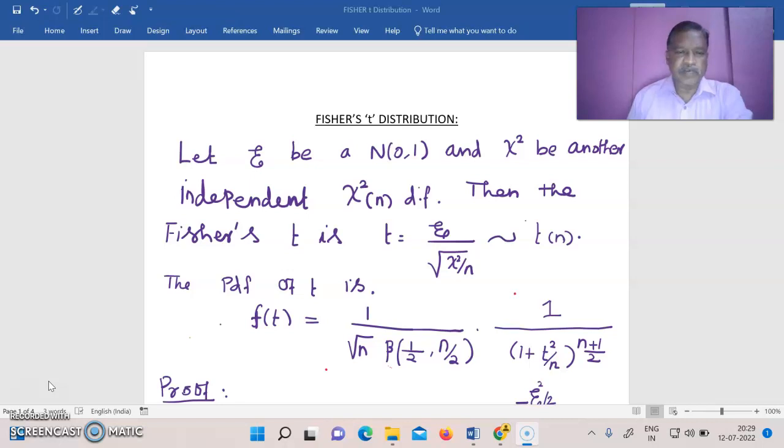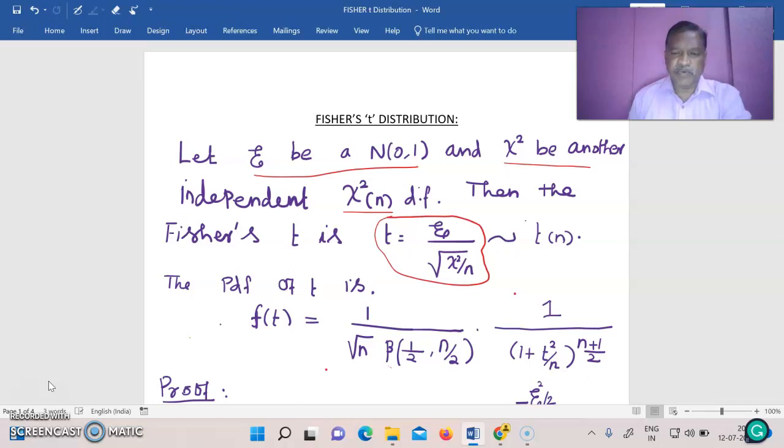In this video, we are going to see how to derive the probability density function of Fisher's t distribution. So let us go to the concept. Let psi be a standard normal variate and chi-square be another independent variate which follows chi-square distribution with n degrees of freedom. Then the Fisher's t is defined as t equal to psi divided by square root of chi-square by n, which follows student t distribution with n degrees of freedom.